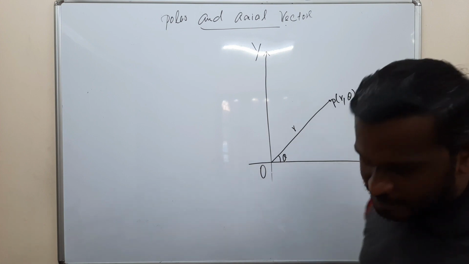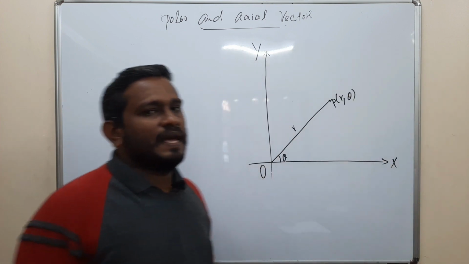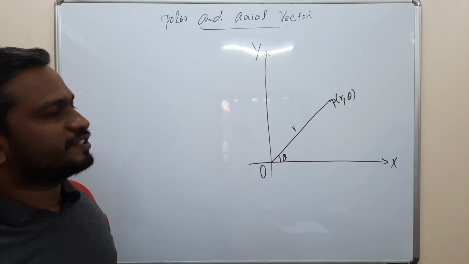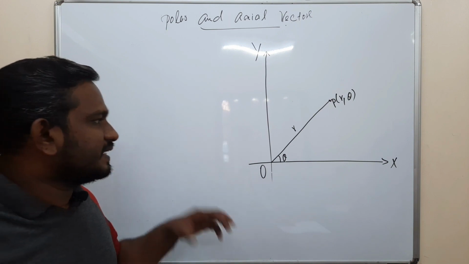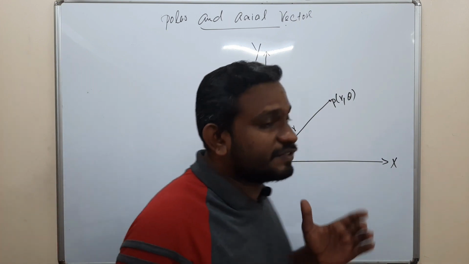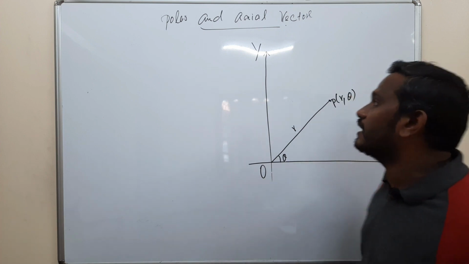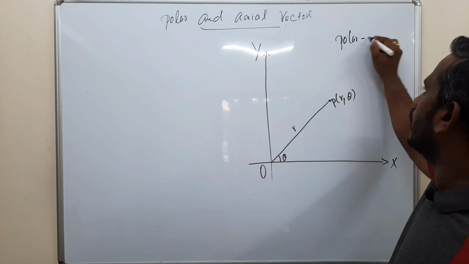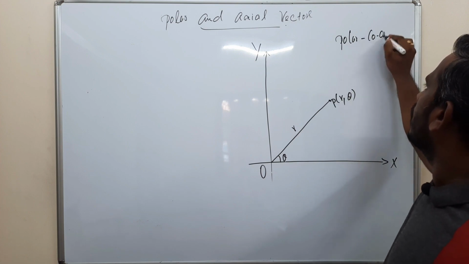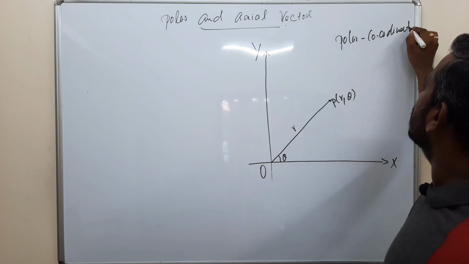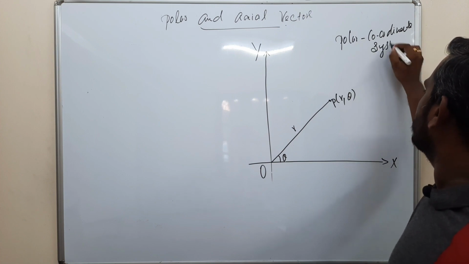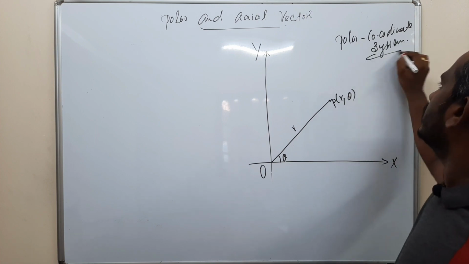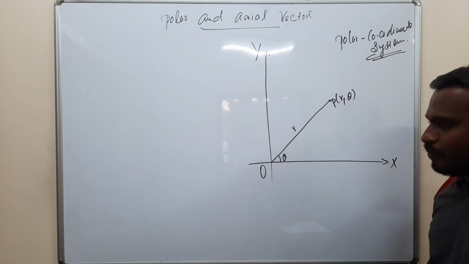So if in a coordinate system, the position of the object is represented in terms of the distance from the origin and theta, that is the angle of inclination, then it is called polar coordinate system. Okay, polar coordinate system. So what is a polar vector?